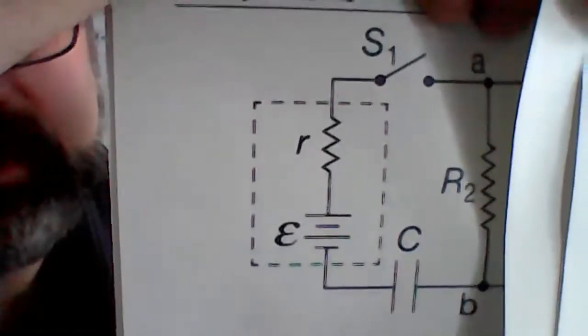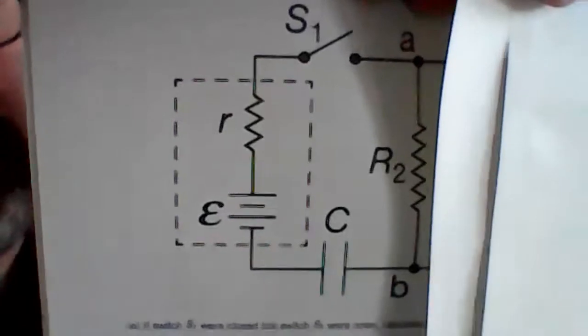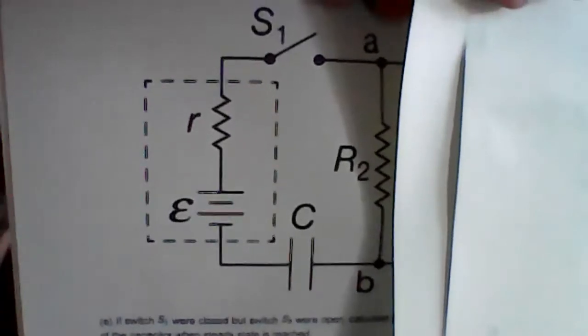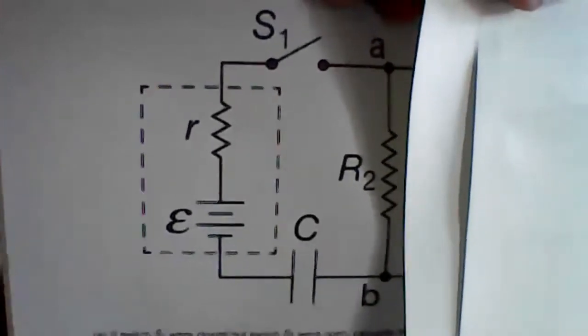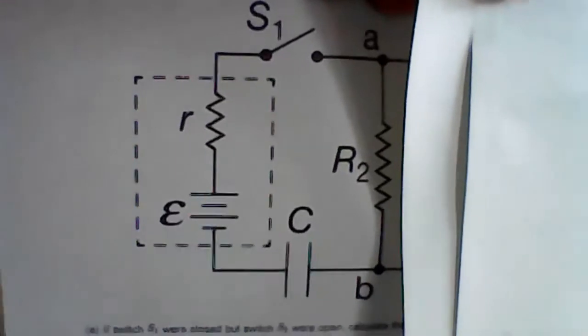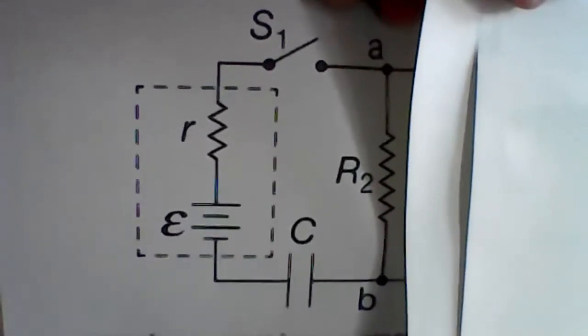Okay? When the capacitor is filled up, what is the voltage drop across the capacitor? 10 volts. It is 10 volts, okay? Because there's no longer any current flowing, there are no voltage drops across any resistors. All the voltage drops across the capacitor, okay?